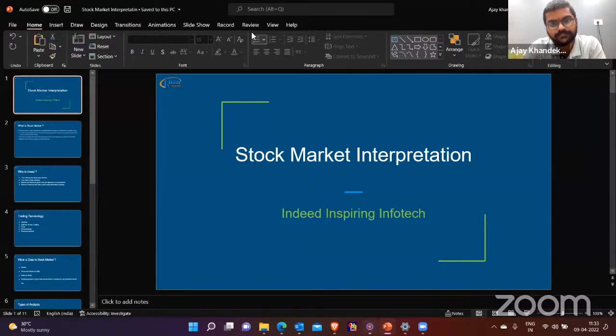So next I would request Mr. Shiv Patel. He would be giving a walkthrough of Tableau, which is one of the very widely used tools in business intelligence and data visualization. So now I request Mr. Shiv Patel to please start with the walkthrough of Tableau.